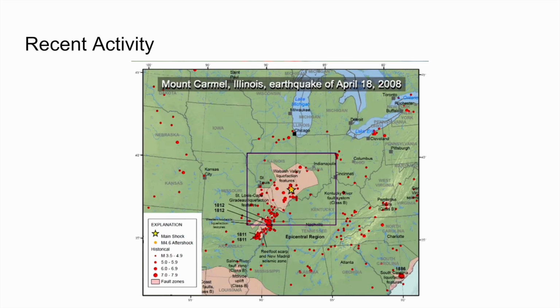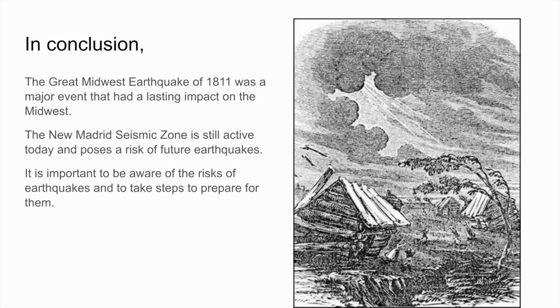And each red dot shows where the shock was felt, and you can see that earthquakes in this region are spread wide across the United States more than a typical earthquake on either coast would cause. And so in conclusion, the Great Midwest Earthquake of 1811 and 12 was a major event that had a lasting impact on the Midwest, and the seismic zone is still active today, and it is important to be aware of the risks of earthquakes and to take steps to prepare for them.